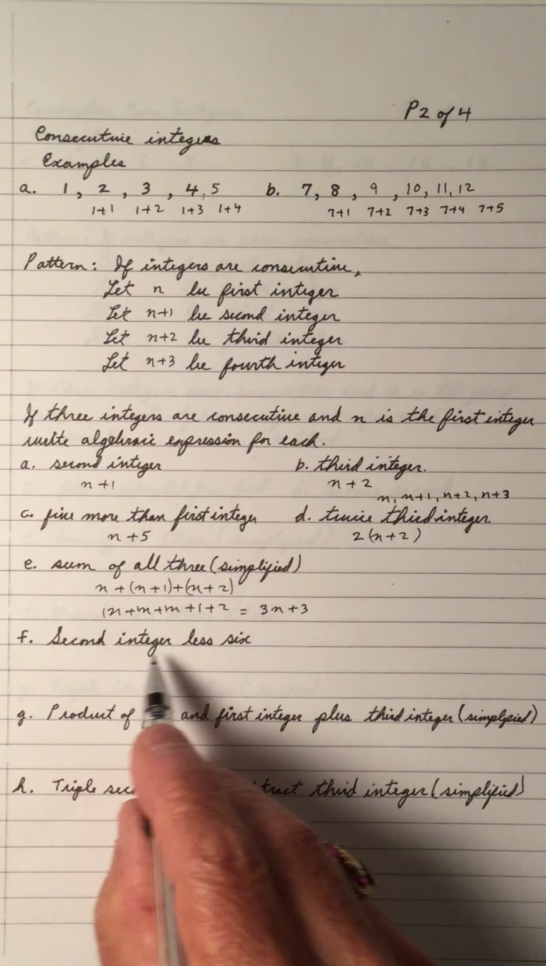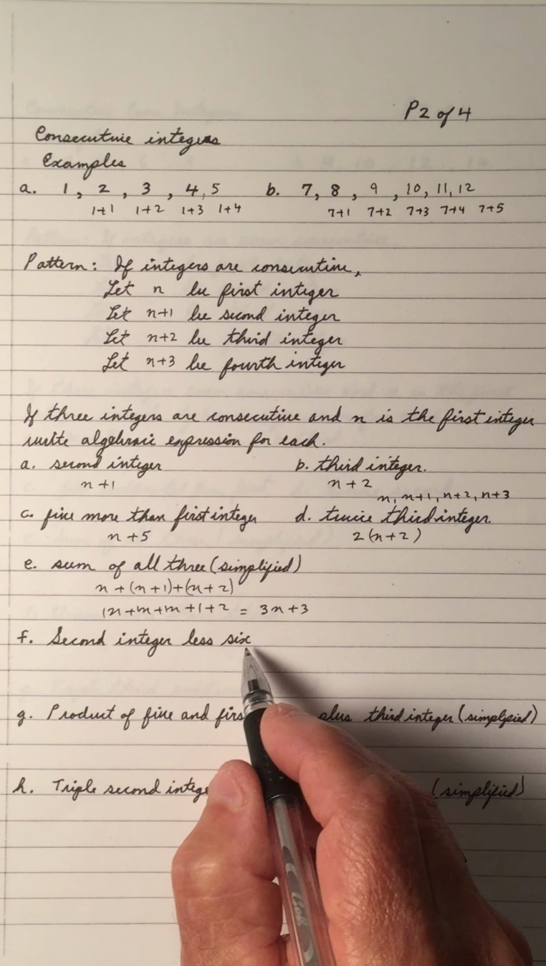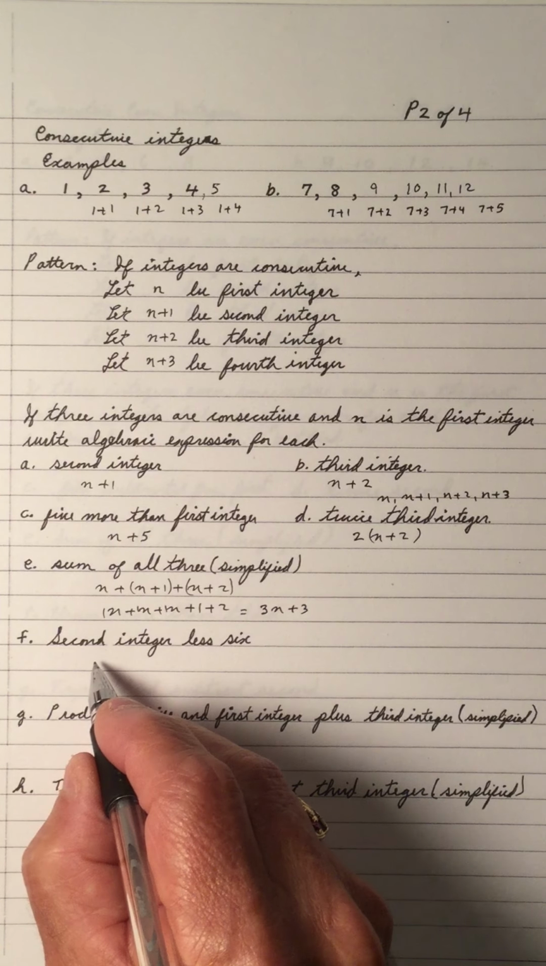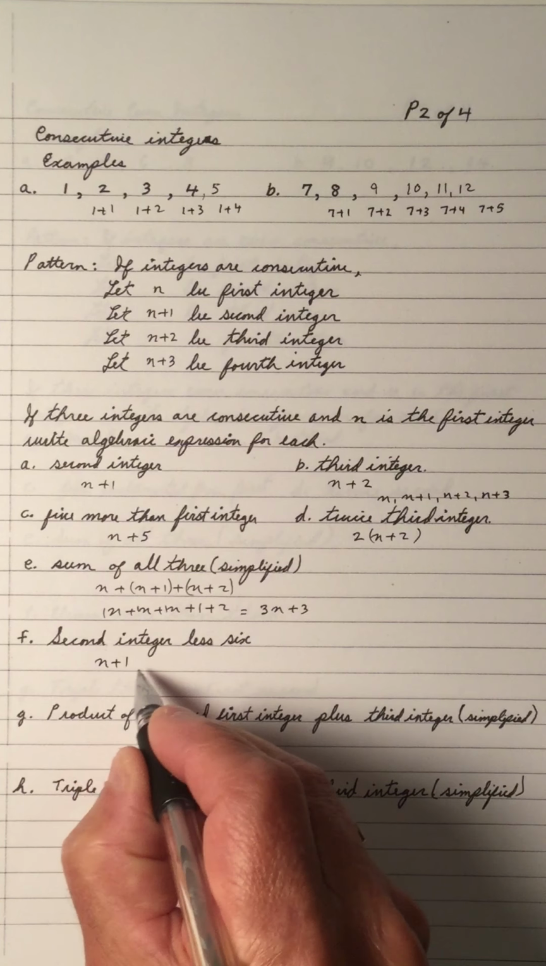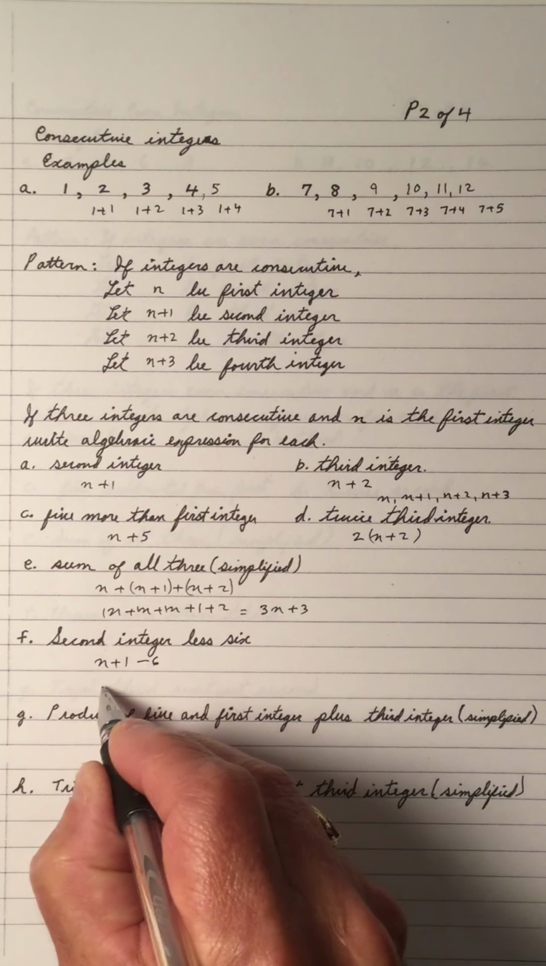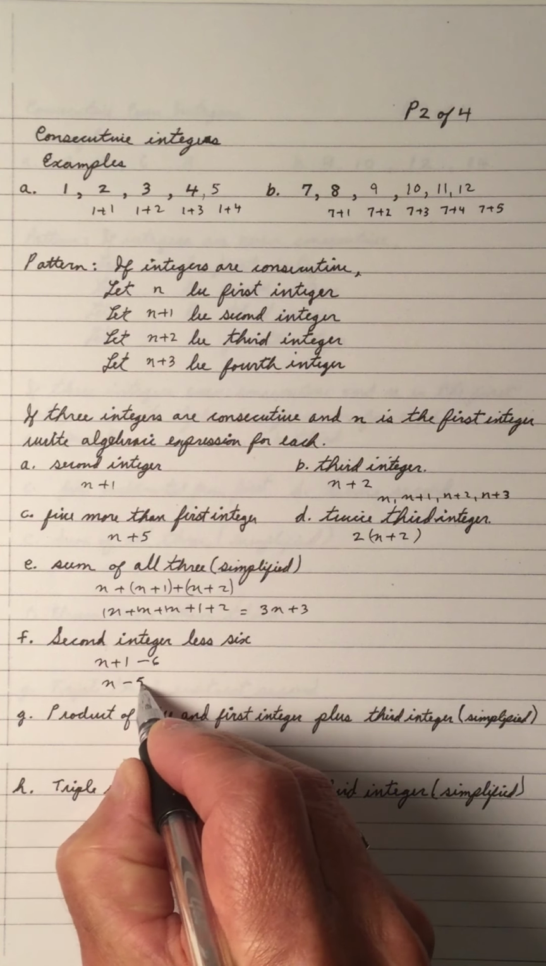F, the second integer less 6. So the first one is n, the second one is n plus 1, less 6. So that's n minus 5.